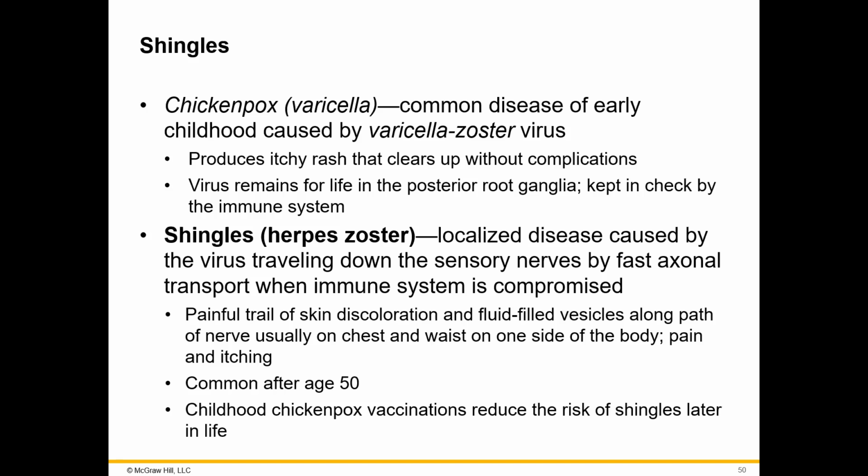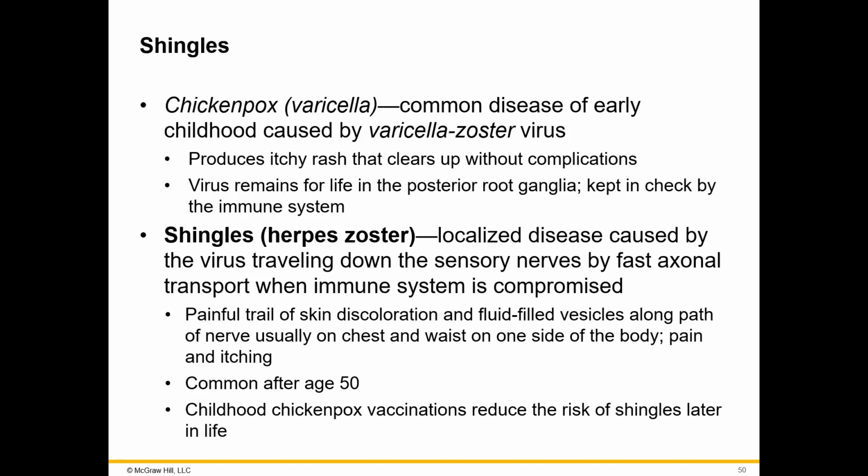Yes. Now, shingles is a localized disease caused by the virus traveling down the axons, the sensory nerves, by fast axonal transport when the immune system is compromised. So there's a painful trail of skin discoloration and fluid-filled vesicles along the path of the nerve, usually on the chest and waist on one side of the body. There's pain and itching.